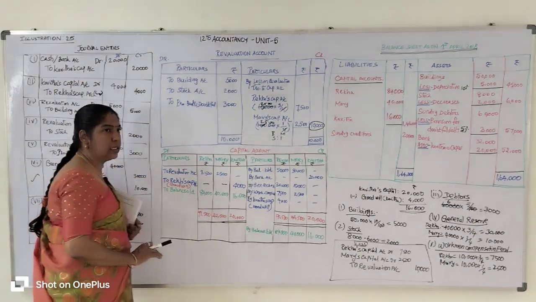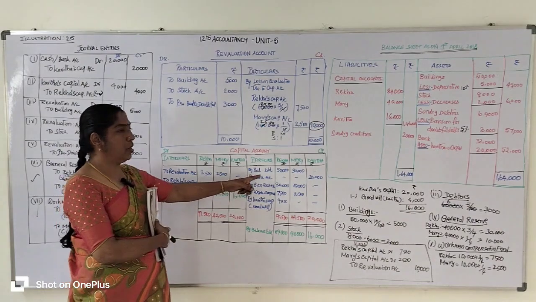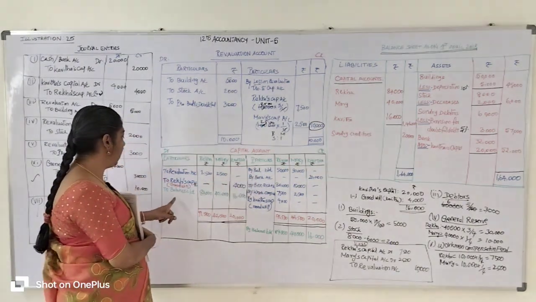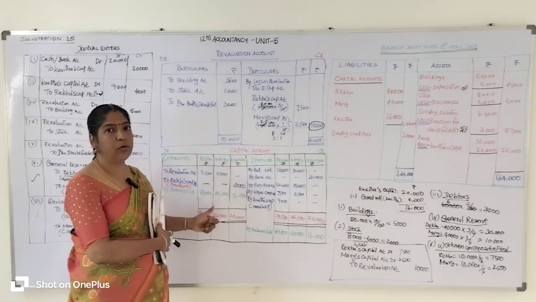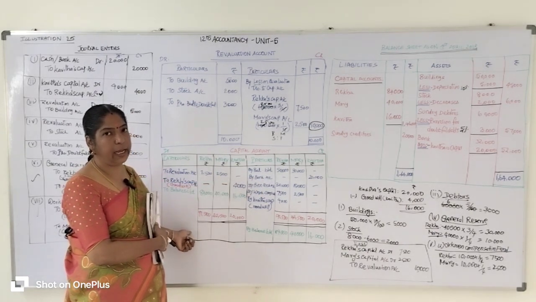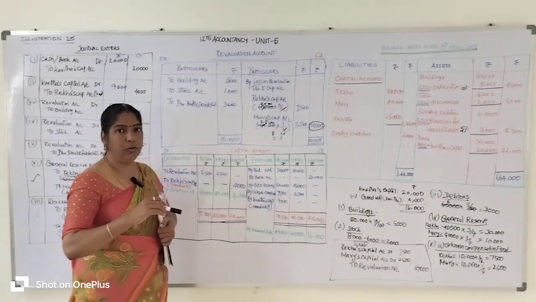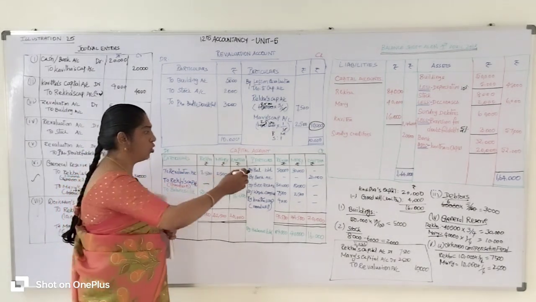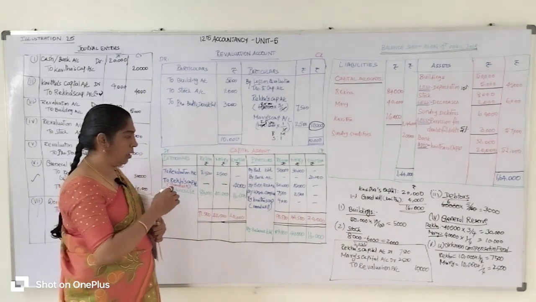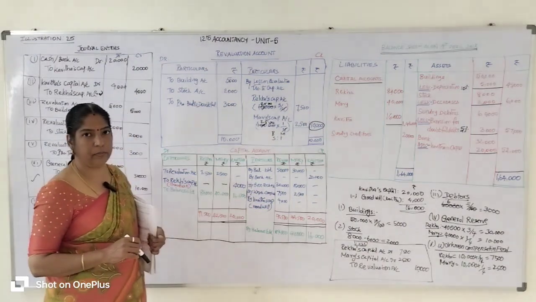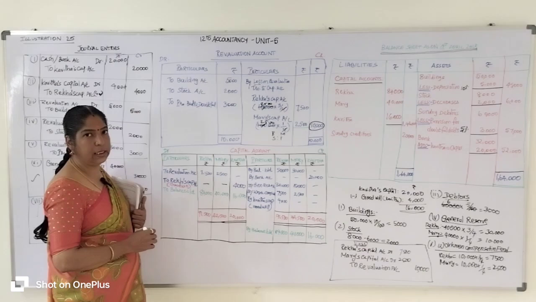Which side has the balancing figure? Of course, the credit side. If you get the opening balance on the debit side, you will get the closing balance on the credit side. If you get the opening balance on the credit side, you will get the closing balance on the debit side of the capital account. This is the format for the capital account. In the capital account, you always start with the opening balance on the credit side. The closing balance will be on the debit side. So accordingly, now we are going to close the capital account.